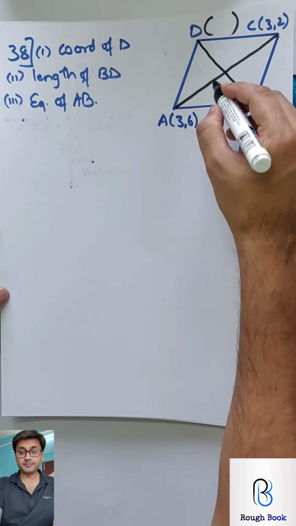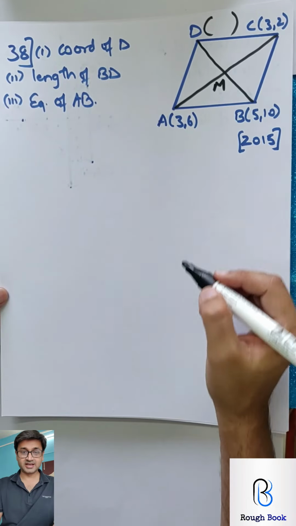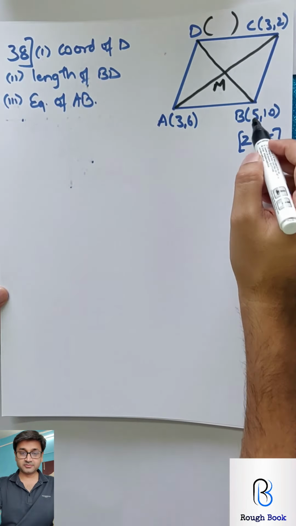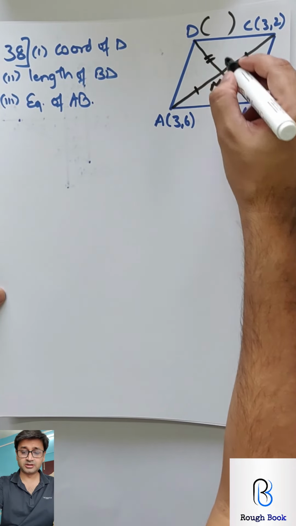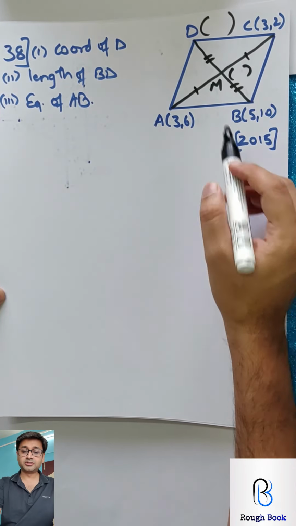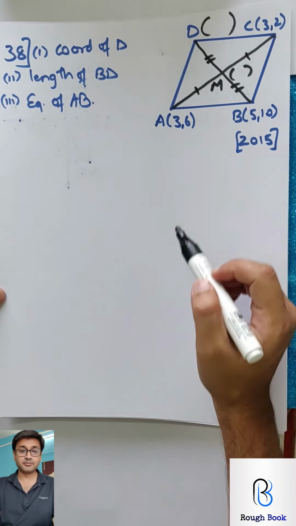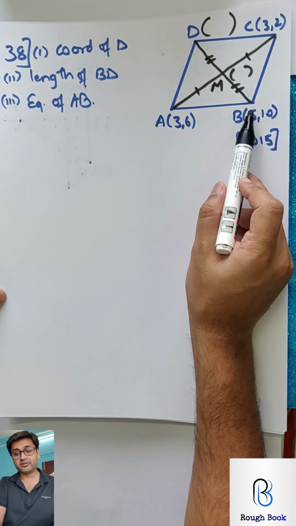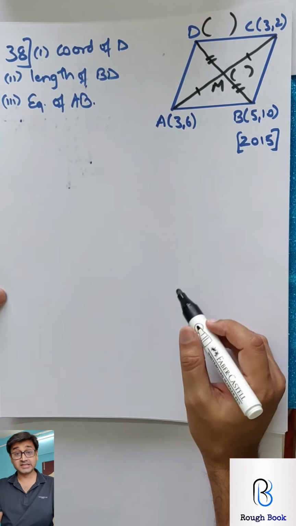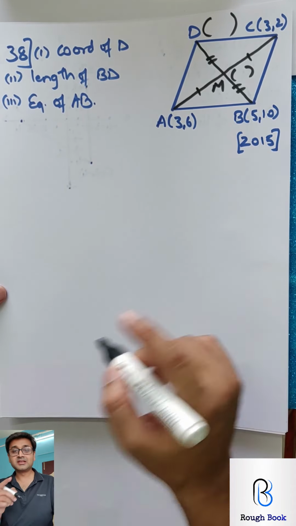Section formula, you remember? I'm calling this M. So diagonals bisect each other. So if diagonals bisect each other, this is equal, this is equal. Can you get the coordinates of M with AC, with M as the midpoint? Once you get M as the midpoint, then take M as the midpoint of BD, where B and M are known, get D. That is easier, faster, simpler.